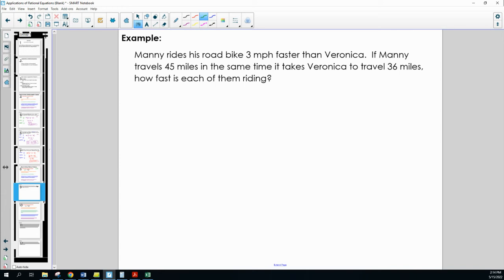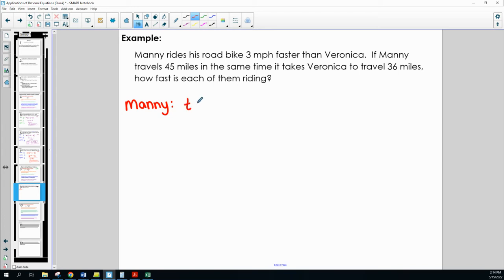So let's look at an example. Manny rides his road bike 3 miles an hour faster than Veronica. If Manny travels 45 miles in the same time it takes Veronica to travel 36 miles, how fast is each of them riding? All right, so first we're going to set up our fractions. So Manny, remember we're using that time is equal to distance over rate.